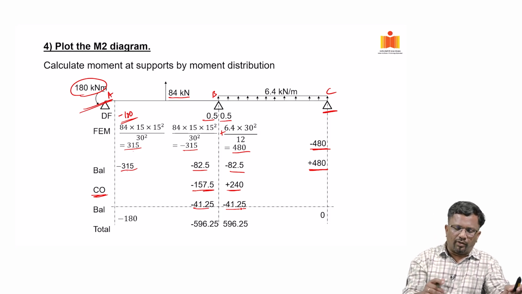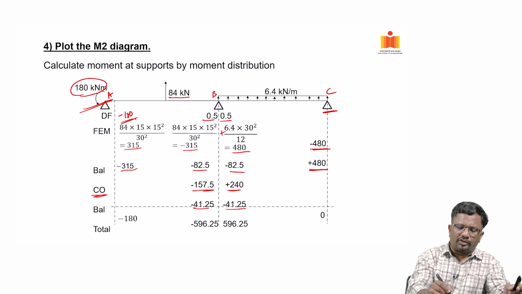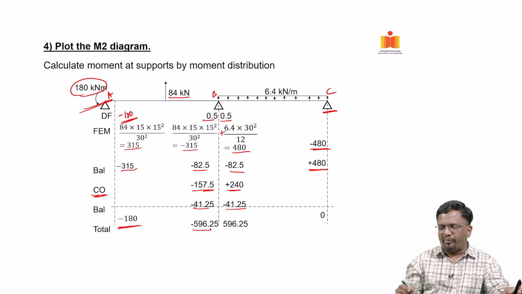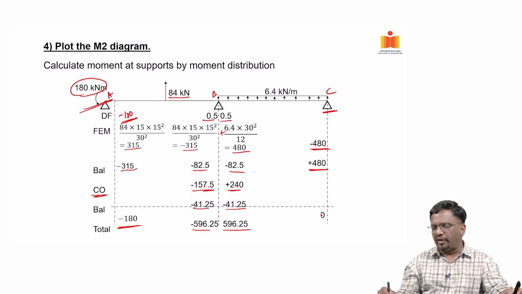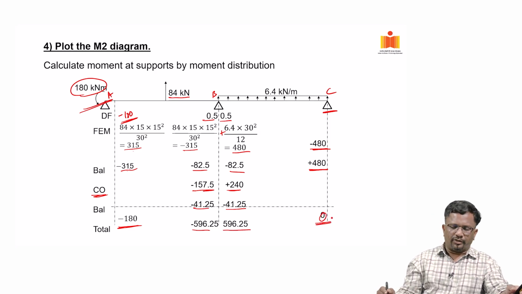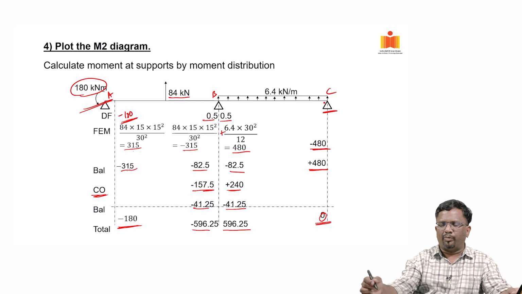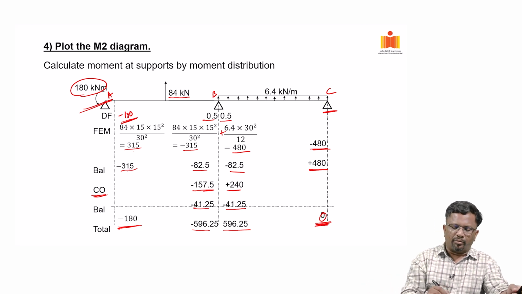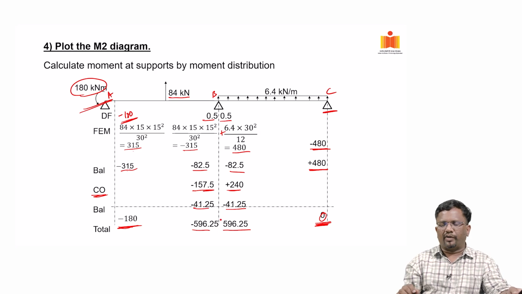So, when you add all of them, this and this will get cancelled, but you still have a moment of minus 180 that will still be there. When you add them up you have minus 596.25 and plus 596.25, and I have a moment 0 here, because there is no externally applied moment from prestressing. So that is why this joint will be balanced; here you will have minus 180, and this joint left and right will be balanced, but they will have a bending moment.